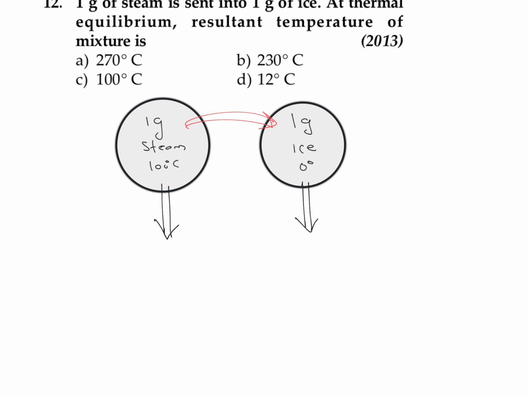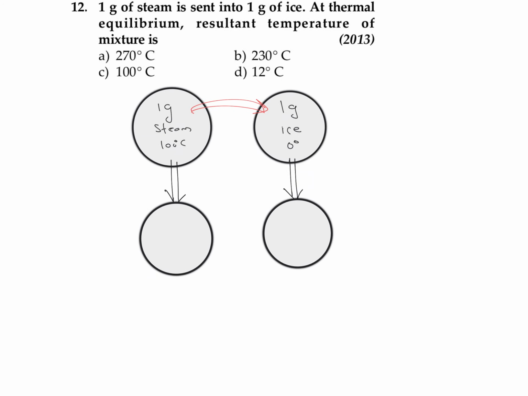So we can just identify what is the next stage over here. Whenever there is a change in phase or change of state, you cannot directly consider that it is going to convert into water. So you can just consider the next stage over here. The next stage is that steam at 100 is going to convert into water at 100. So you can write this as water at 100 degree Celsius.